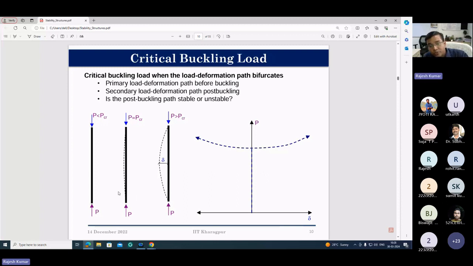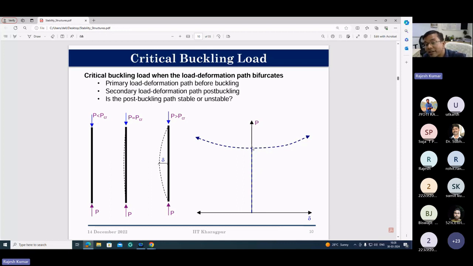Okay, so now to plot this, you can see the primary load deformation path before buckling. You can look at the right side figures. In this figure, the dotted line is coming up to this. It means if you apply load 0 kilonewtons, nothing will happen. 10 kilonewtons, nothing will happen. The deformation, the out of plane deformation, becomes 0. Again you apply 0. You reach 100 kilonewtons, then what will happen? Deformation is still 0.